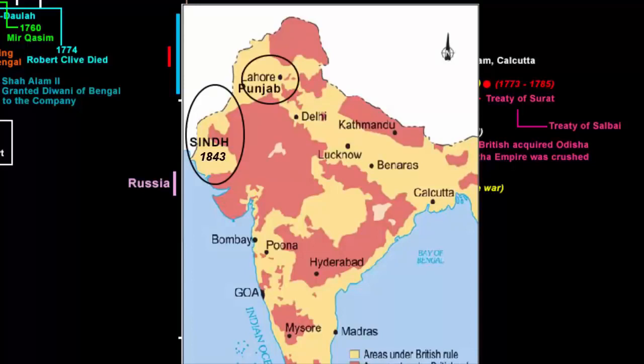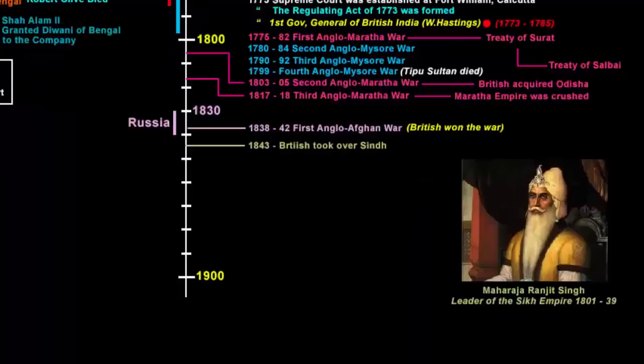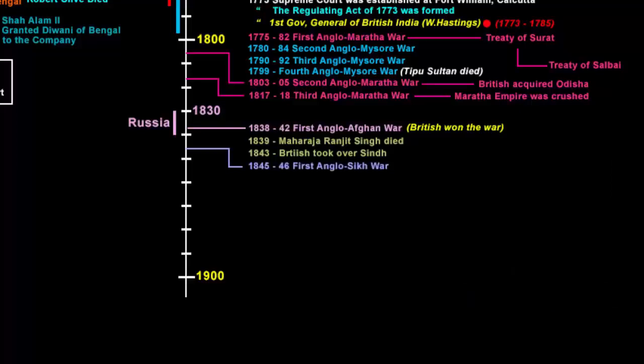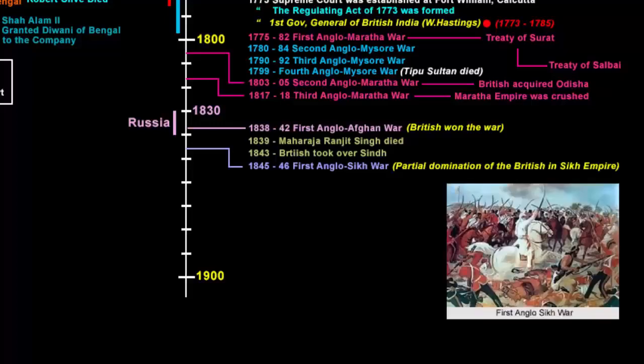Next in line was Punjab, because if you see, it clearly lies on the boundary, but the presence of Maharaja Ranjit Singh held back the company. After his death in 1839, almost immediately, his kingdom began to fall into disorder. Two wars were fought with the Sikh kingdom under the name the First Anglo-Sikh War and the Second Anglo-Sikh War. The First Anglo-Sikh War was fought between the Sikh Empire and the East India Company between 1845 and 1846. It resulted in partial domination of the East India Company in the Sikh kingdom.